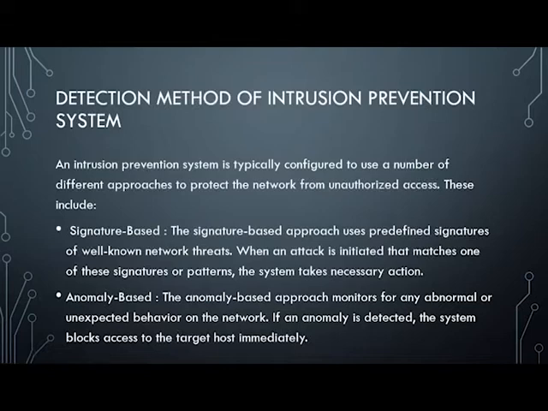Anomaly-based detection takes samples of network traffic at random and compares them to a pre-calculated baseline performance level. When a sample of network traffic activity is outside the parameters of baseline performance, the IPS acts to handle the situation.